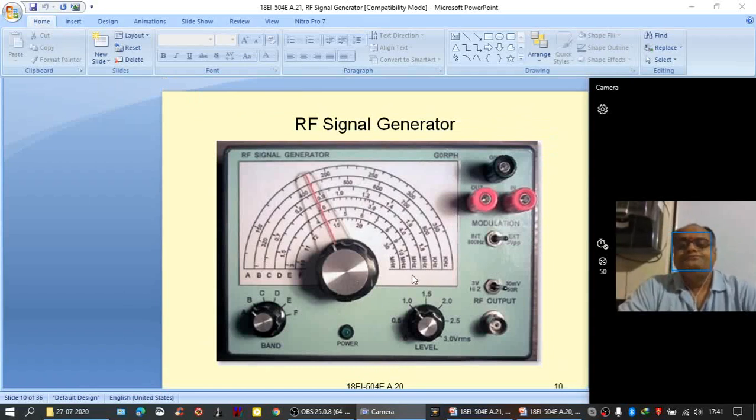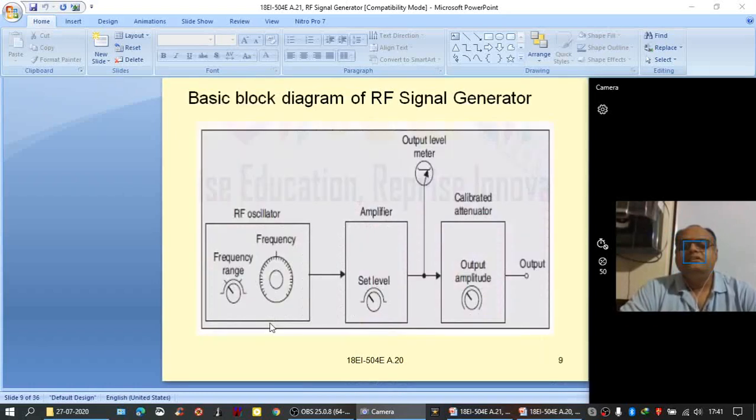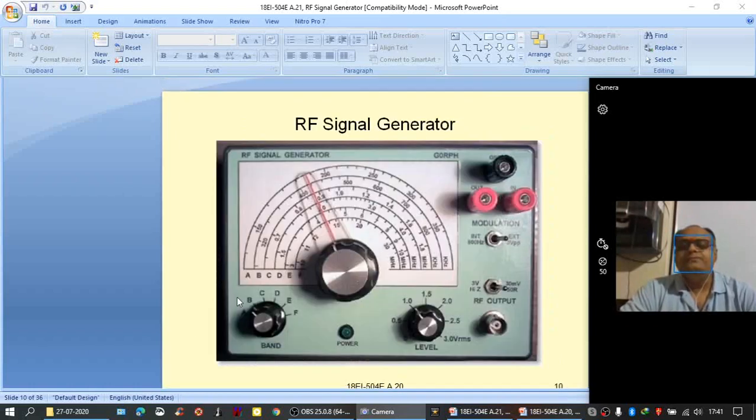And you can see here a band, a range switch for different frequency ranges. In band A, a certain frequency range is given. Band B, another frequency range. Band C, band D, and band E, band F. So for each band, there is a specific frequency range, and this range switch is used only for selecting the band, that is this frequency range.